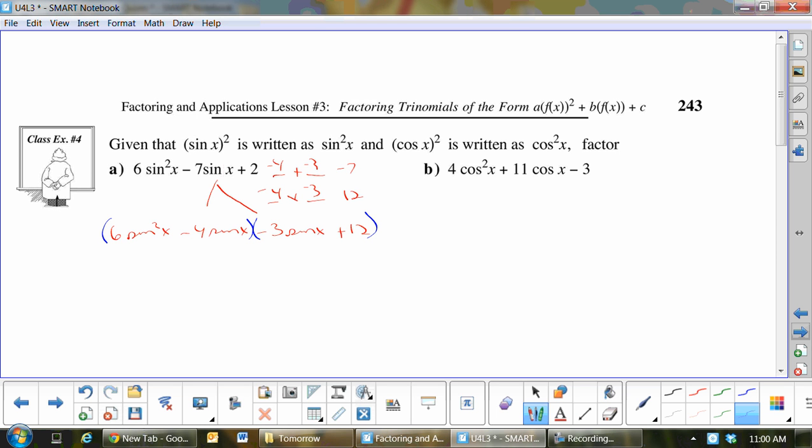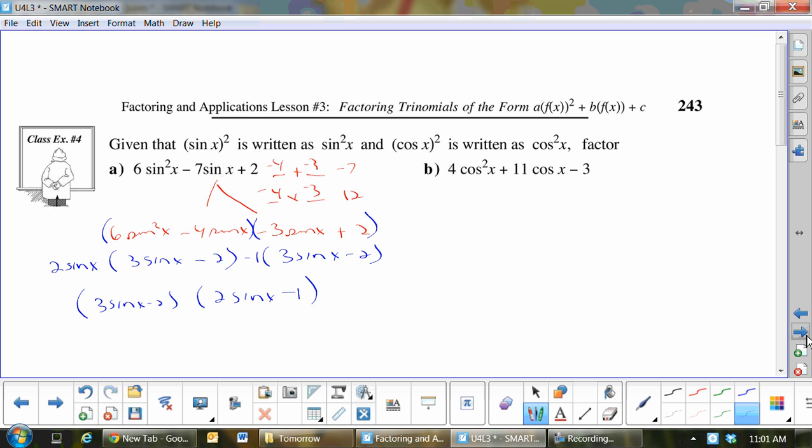Out of the first set, I can take out 2 sine x, right? Leave me with 3 sine x minus 2. And the second set, I want to take out a negative 1, because that would leave me with 3 sine x minus 2. So then I'm going to take a 3 sine x minus 2 out of both of them, and that leaves me with 2 sine x minus 1. So this one is just a reminder of just stay on the same course you've always done these for, and you'll be fine.